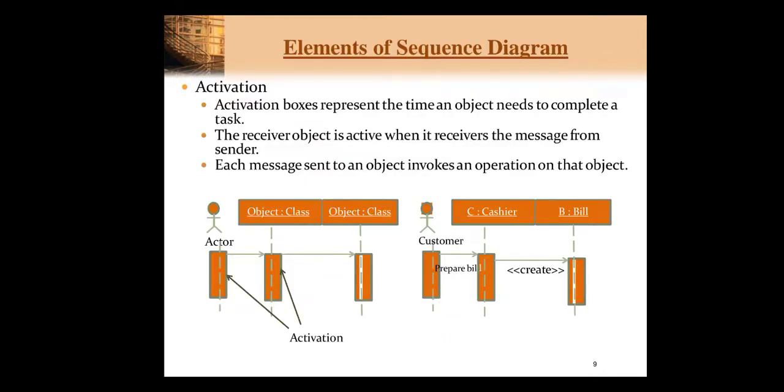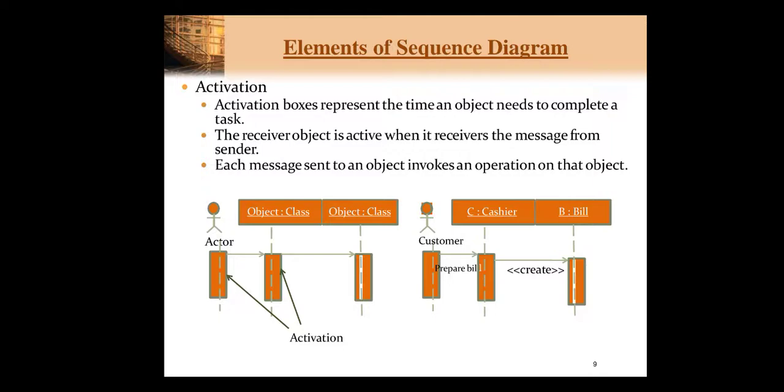Now the activation part. As I said, activation means the time during the lifeline of an object when that object is activated and participates in the communication. That activation is represented with the help of a rectangular box on the vertical dashed line. Whenever you draw this rectangular box on the vertical dashed line, it means this object is communicating with another object until the end of that box. That much time, the object is activated.